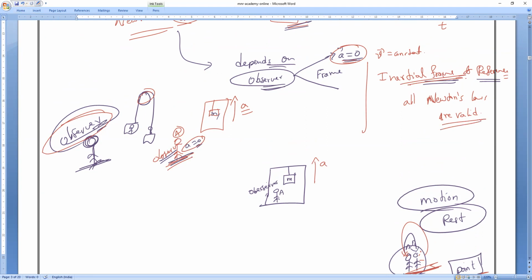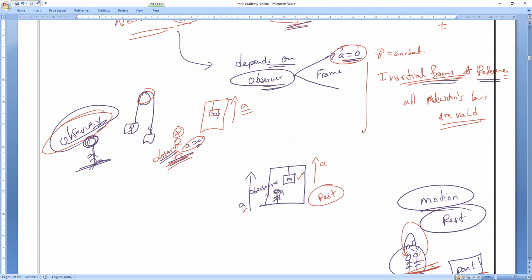Now, a person is also standing inside the lift and some mass is going upward. When the lift starts moving up along with the mass, this observer will also go up or not, everybody? Yes, sir. So whatever the acceleration of this mass is, the observer's acceleration is also the same. Then you tell me, with respect to the observer, is M in a state of rest or a state of motion? State of rest.